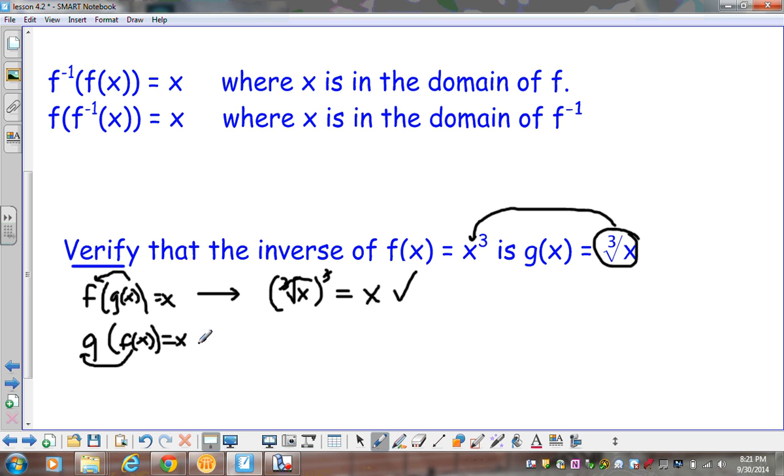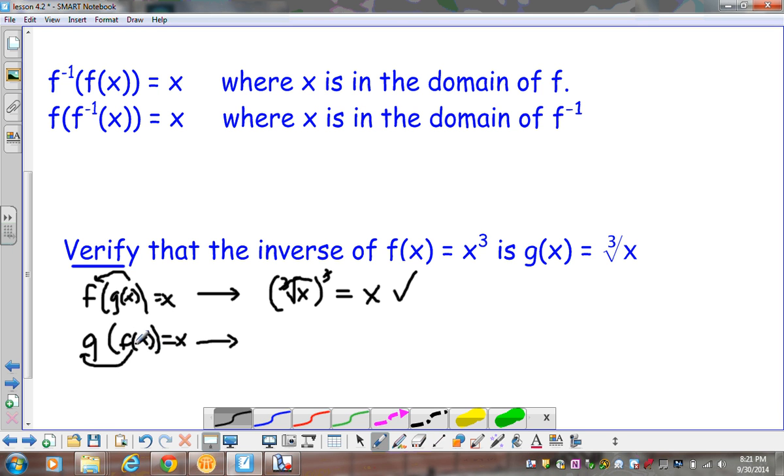All right, so let's now go the other way. Let's now do g of f of x. So let's erase this so we don't get too confused. Now g of f of x means I'm taking f of x and plugging it into g of x. So I'm taking this value here and plugging it into that value. That's going to look like the cubed root of, and I'm going to plug in an x cubed.